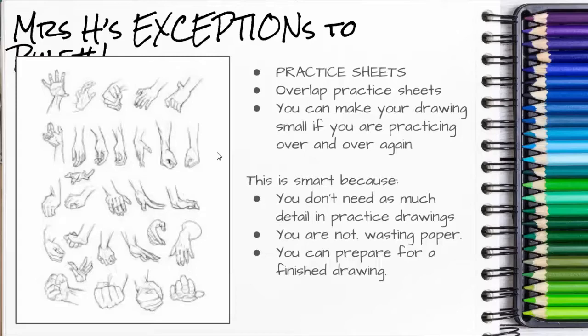So just like we did with a blind contour drawing in drawing 1, a lot of times we do this in drawing and design too. We practice hands or something. If you are trying to figure out how to draw something like a hand, like an apple, whatever, I would like you to overlap your little practice drawings on one piece of paper. This fills up your whole paper. You can make your drawings small.